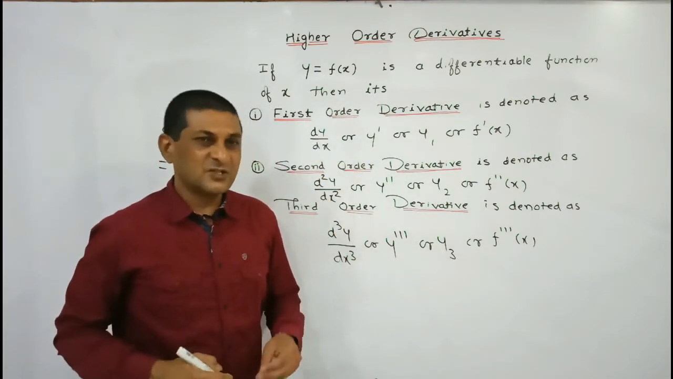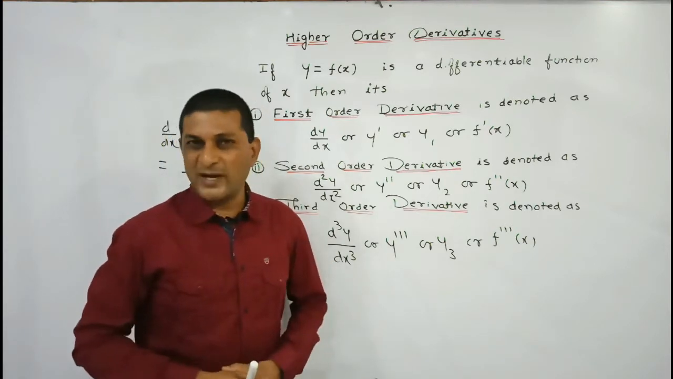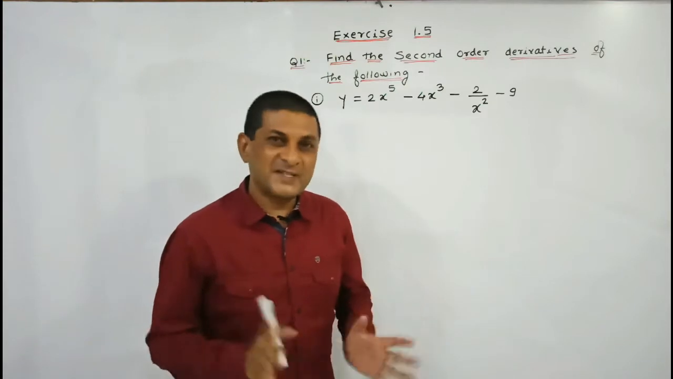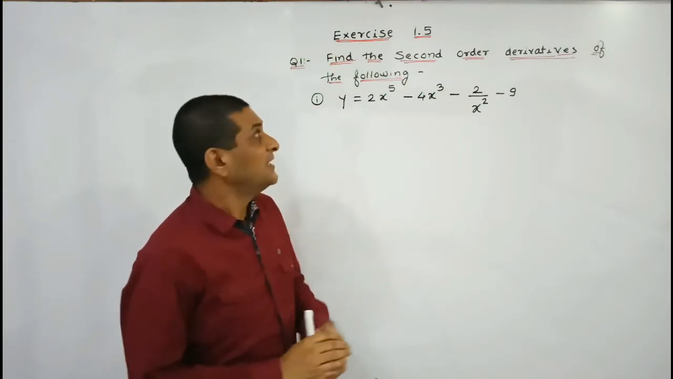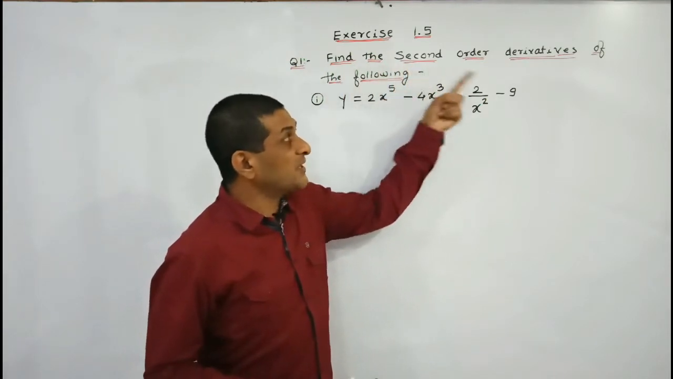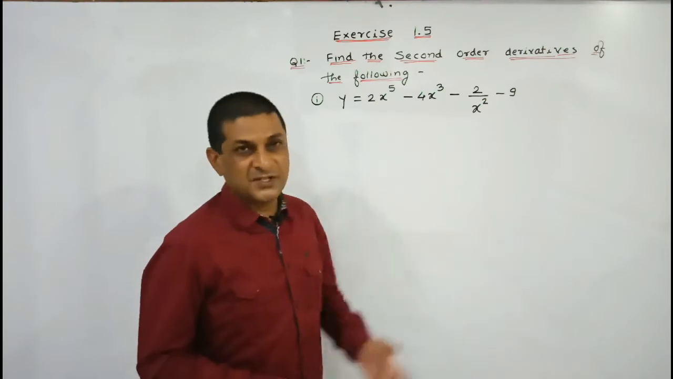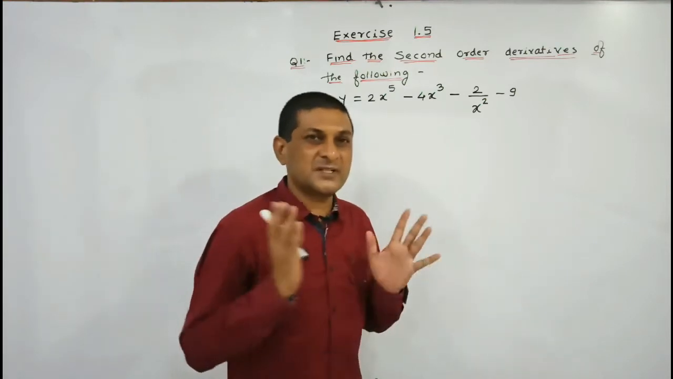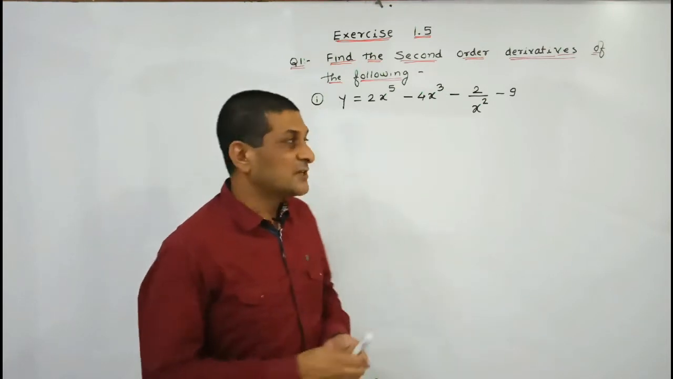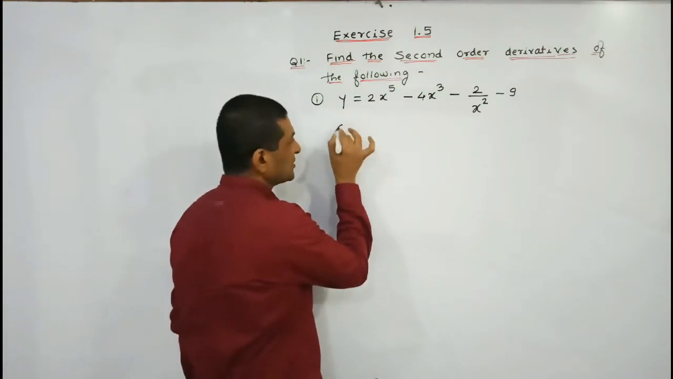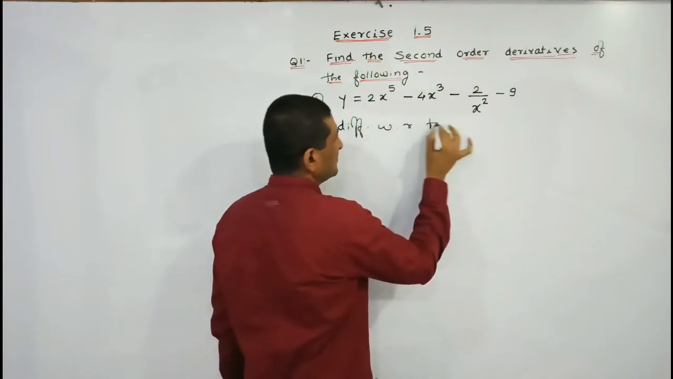Now using this, let us try to solve the examples from our last exercise 1.5. See the first question from exercise 1.5, in which we have to find the second order derivative of the given functions. So in this case the first function is given to us, and we have to find its second order derivative, means we have to differentiate this function two times. So let us differentiate this function with respect to x.